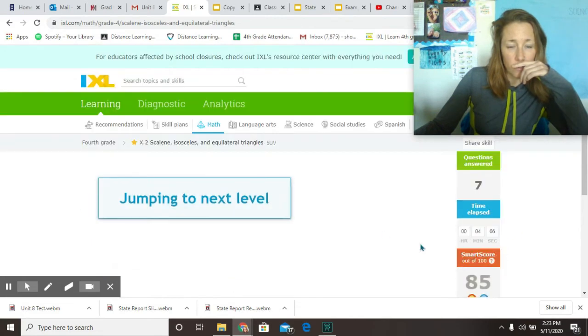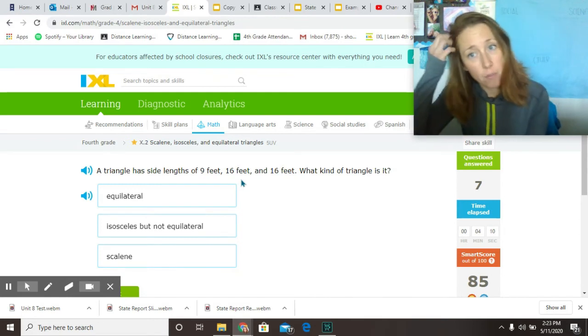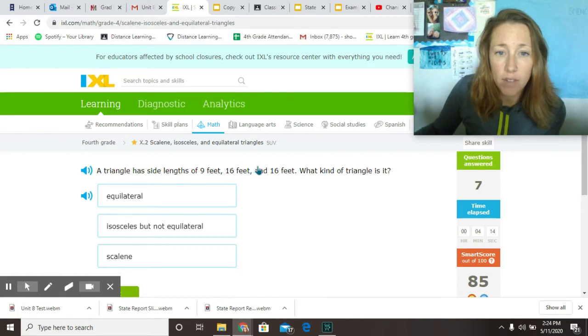Let's jump a level. So now I have the triangle in front of me. I have the words, so I can figure it out though. The triangle has side lengths of 9 feet, 16 feet, and 16 feet. What kind of triangle is it?